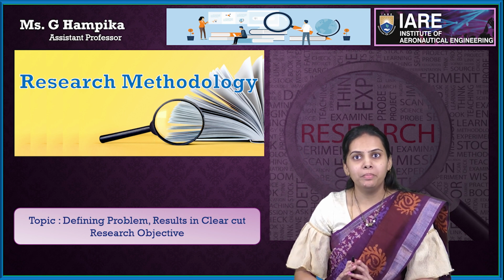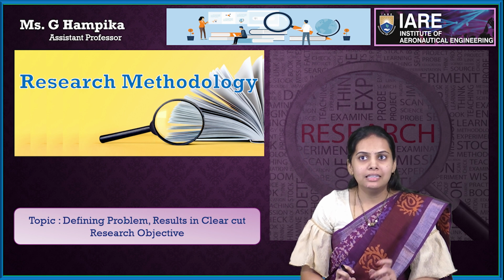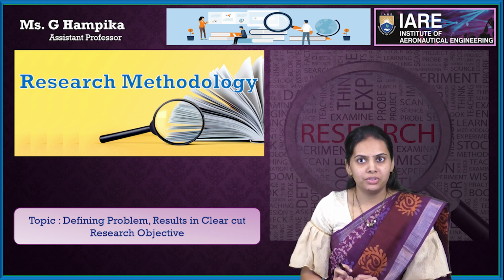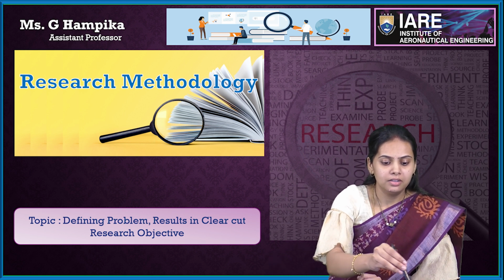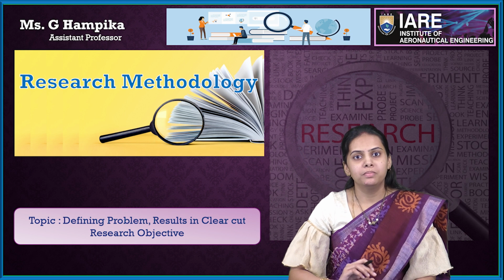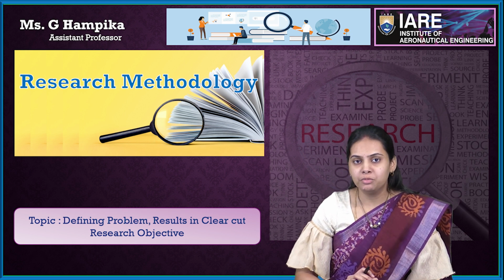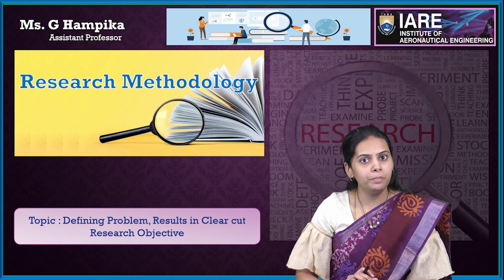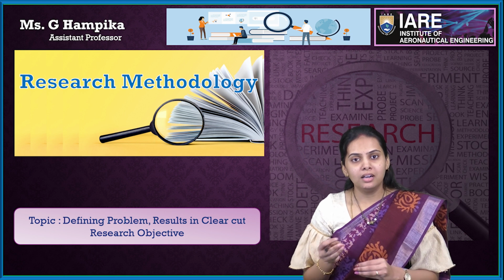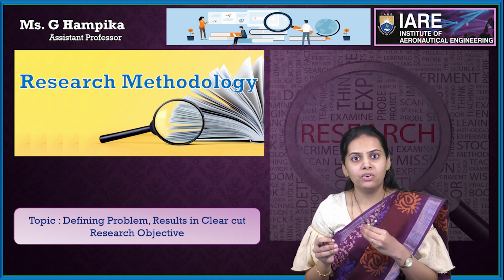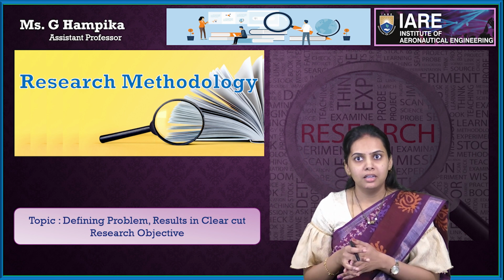Here today our topic is going to discuss defining a problem results in clear-cut research objectives. See, here, what was the research problem? In the previous session we discussed the research problem statement and how important it is to choose a problem statement. What are the factors to check before going to the problem statement?